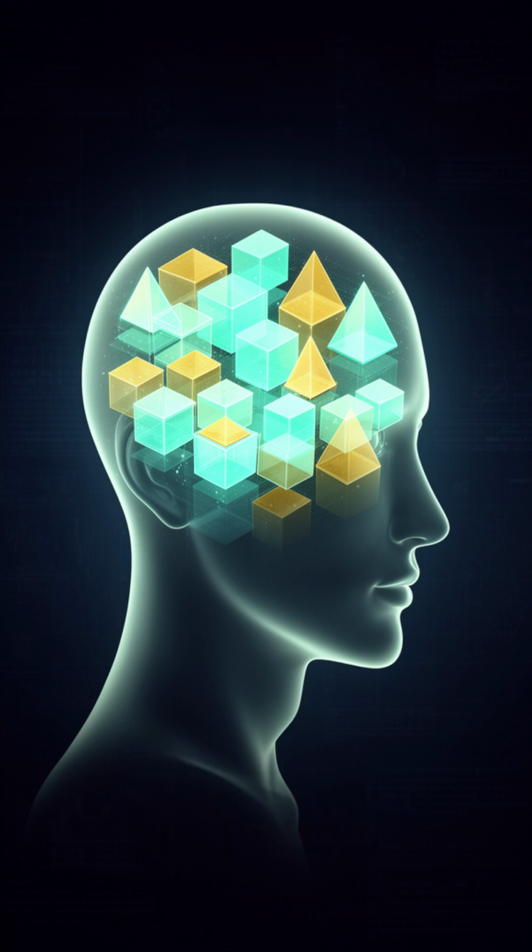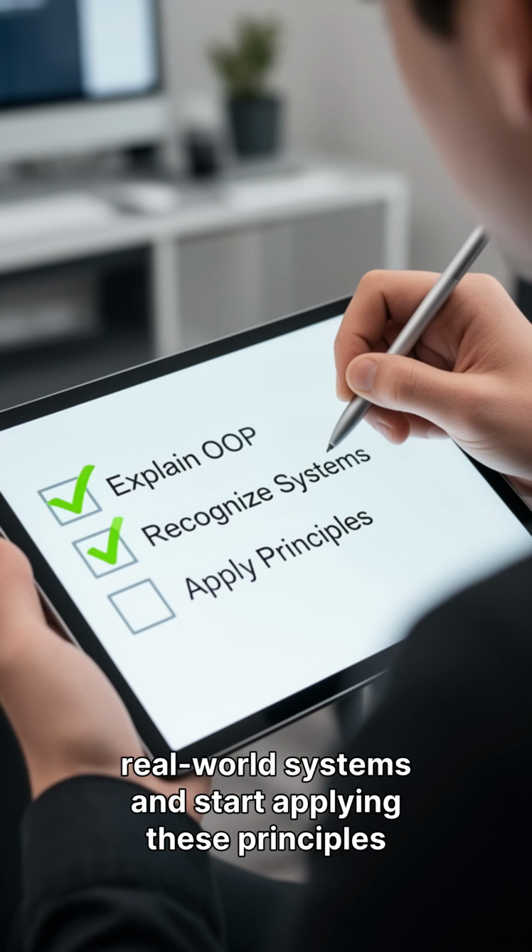By now, you should understand the core idea behind OOP, organizing code into modular, self-contained units that interact through clear interfaces. You can now recognize these patterns in real-world systems and start applying these principles to your own programming projects.